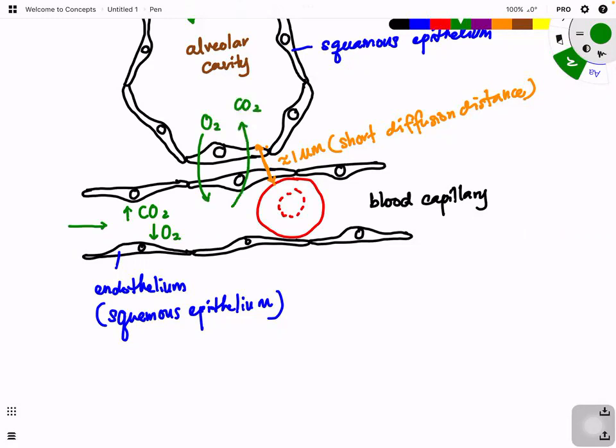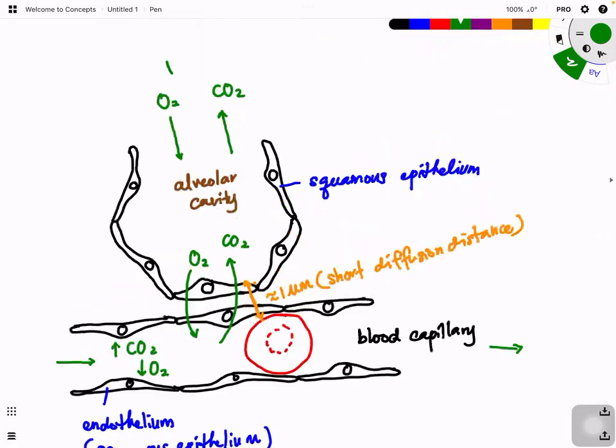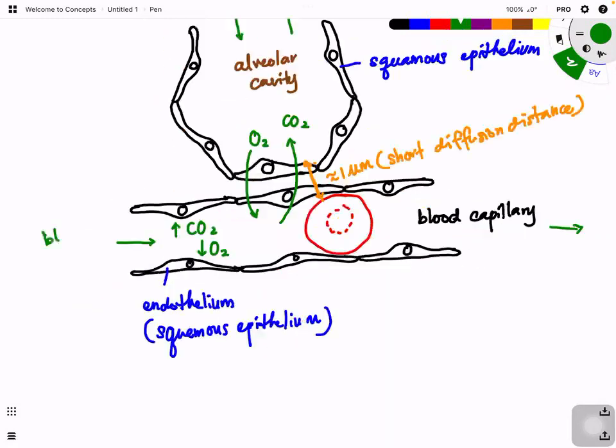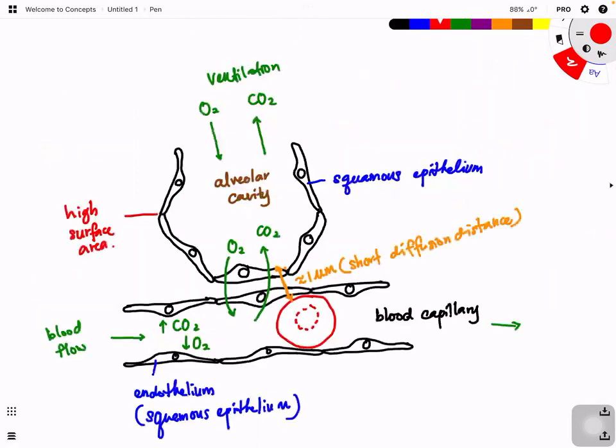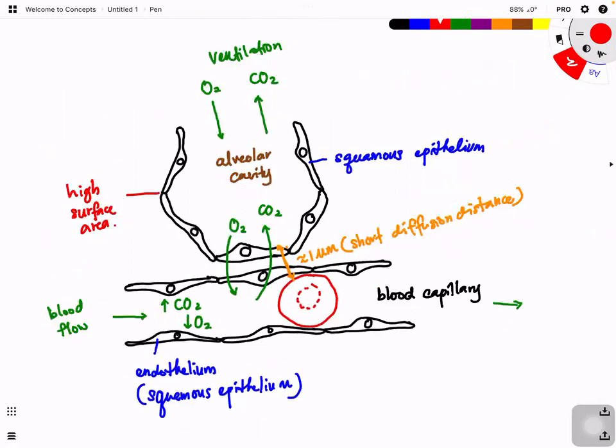Okay, so how to maintain this adequately? Basically, it depends on the ventilation and also the blood flow. Okay, and the surface, you always know that. So high surface area, okay, for the gas exchange to take place. So this one basically summarizes the structures of our alveolus as well as our blood capillary.